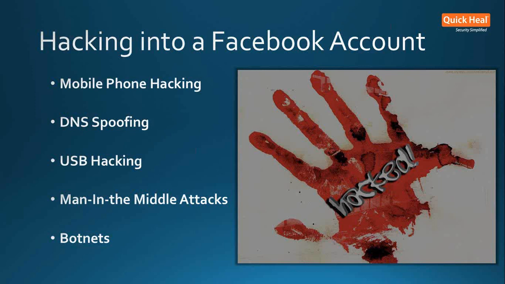DNS spoofing. If a victim and an attacker are on the same network, an attacker can use a DNS spoofing attack and change the original Facebook page to his own fake page, hence gaining access to the victim's Facebook account. USB hacking, or universal serial bus hacking. If an attacker has physical access to your computer, he could just insert a USB program with the function to automatically extract saved passwords in your internet browser.